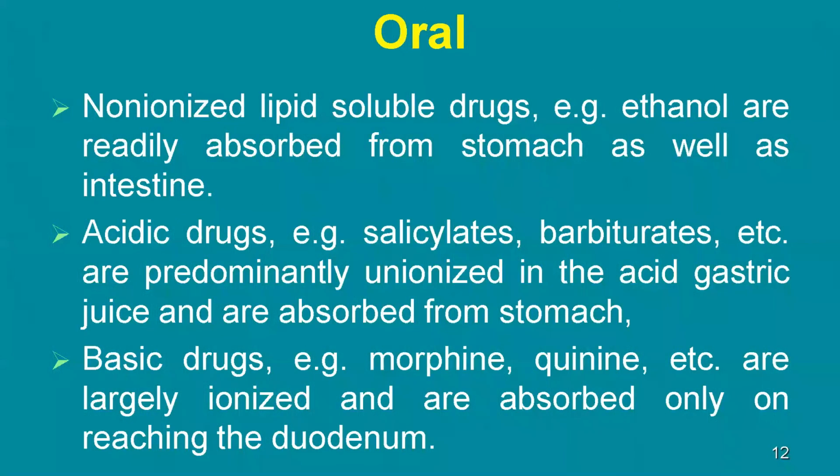For example, ethanol is readily absorbed from the stomach as well as the intestine, whereas acidic drugs like salicylic acid and barbituric acid are predominantly unionized in the acid gastric juice and are absorbed from the stomach. Whereas basic drugs with pH more than 7.4, like morphine and quinine, are largely ionized and are absorbed only on reaching the duodenum. They carry some charges, and as soon as they reach the duodenum, the absorption starts.